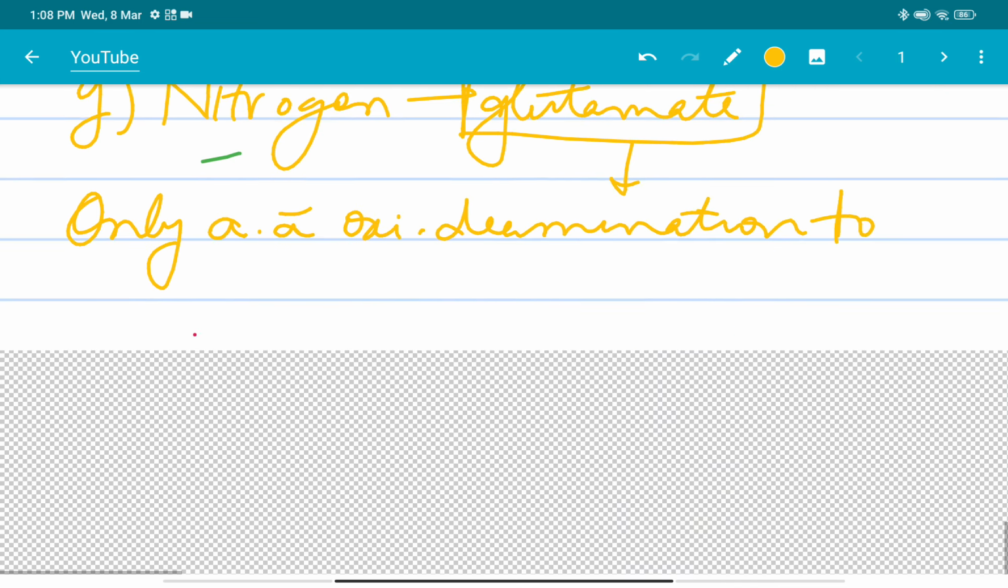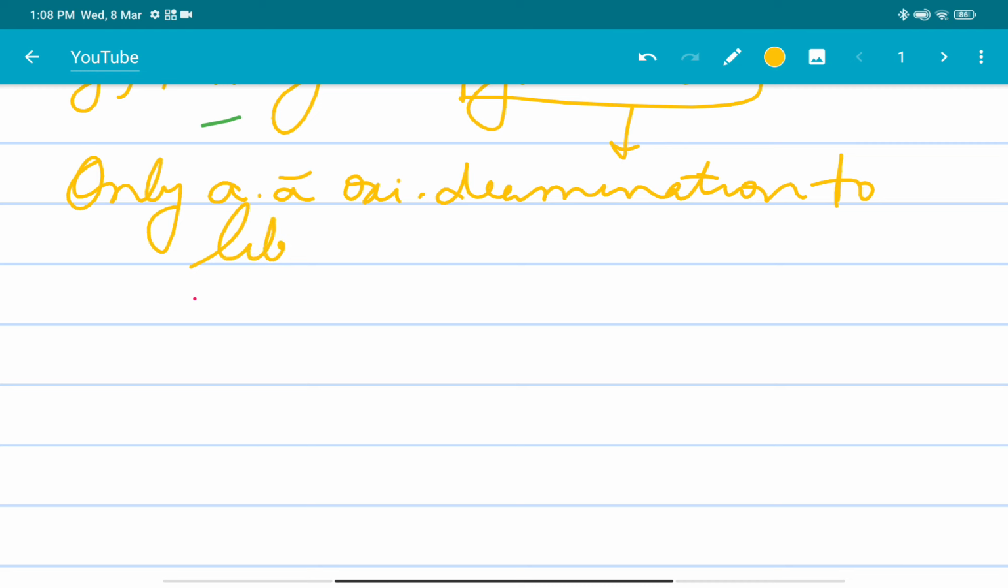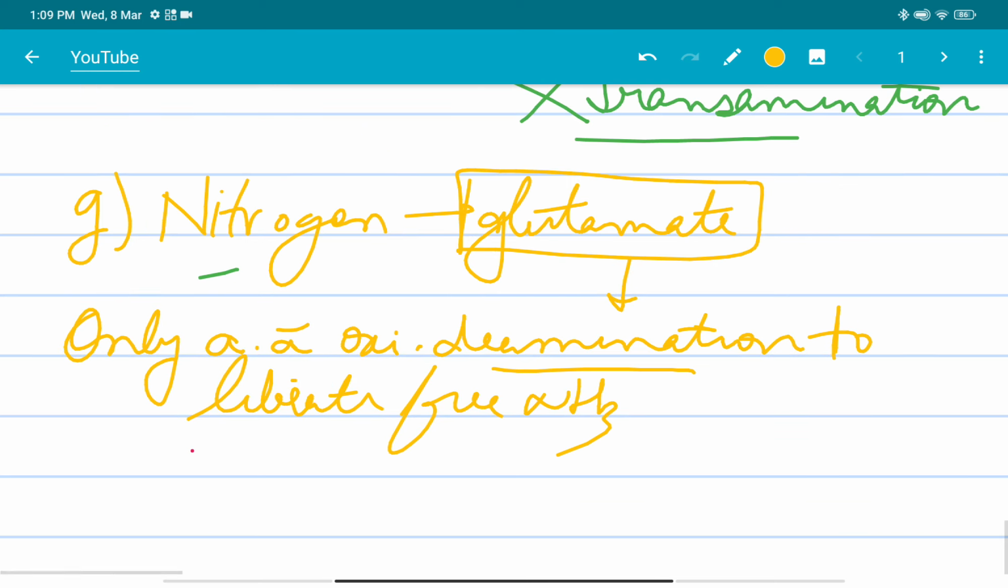To liberate free ammonia. I think this point is not very much clear to you. This will get clear when we discuss the process of deamination. So basically, you just have to know that glutamate is the only amino acid that will undergo oxidative deamination in order to liberate free ammonia for the urea synthesis. Fine.